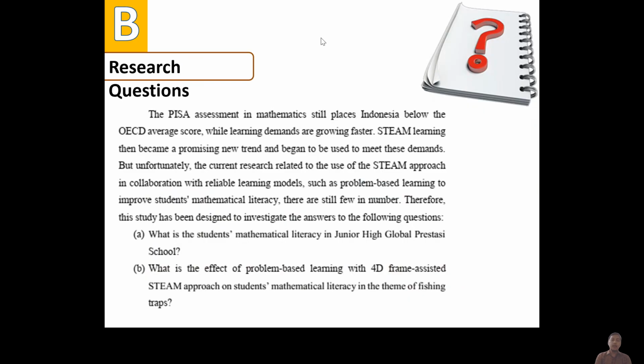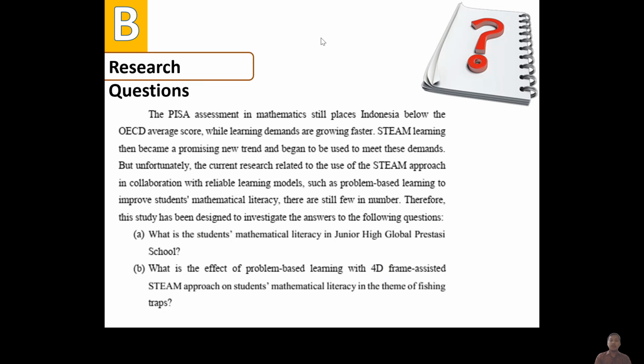Okay. Now, this is our research question. The PISA assessment in mathematics still places Indonesia below the average score, while we know learning demands are growing faster. STEM learning has become a promising new trend and began to be used to meet this demand. But unfortunately, current research on the use of STEM in collaboration with a reliable learning model, such as problem-based learning, to improve mathematical literacy is still few in number. So this is a great opportunity.